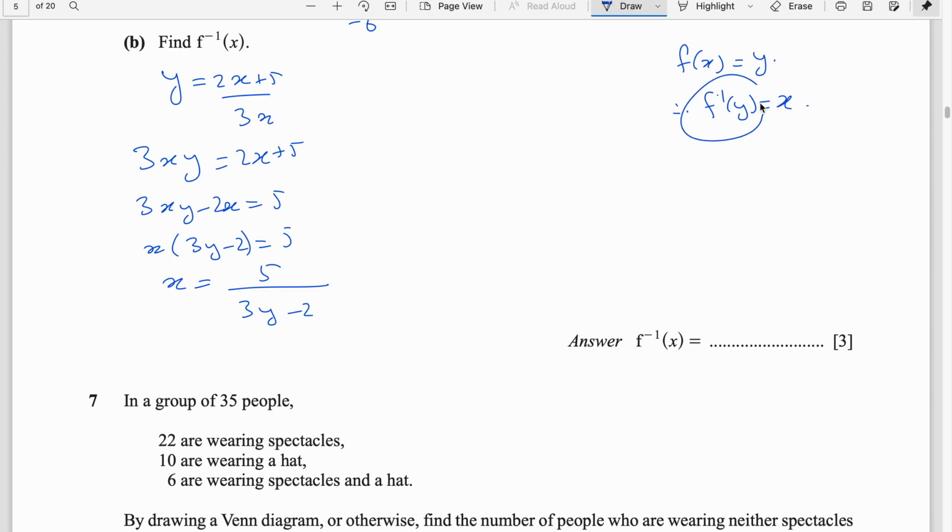Now we can replace x with f inverse y. So f inverse y is equal to 5 by 3y minus 2. The question demanded for x. So substitute y with x and you get 5 by 3x minus 2.